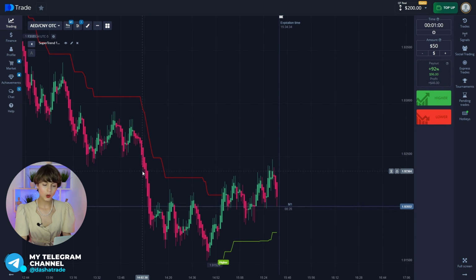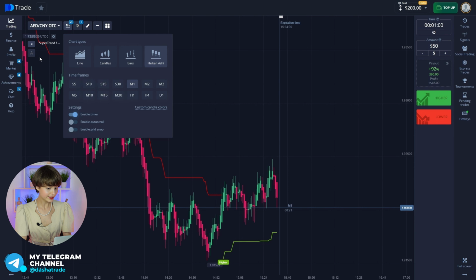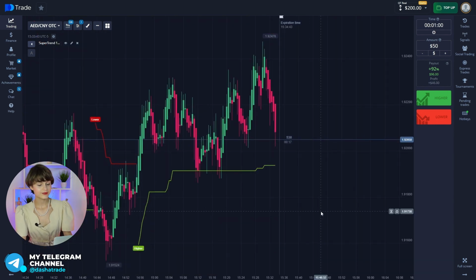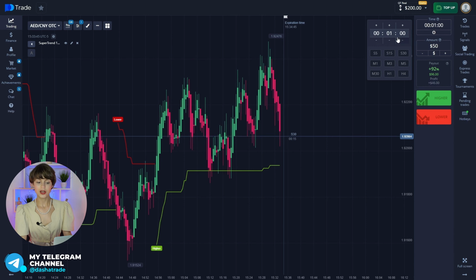Working with this indicator, we use 30 seconds time frames. To do that, we go right here and choose the 30-second time frame. And the time of the deal is 30 seconds as well.